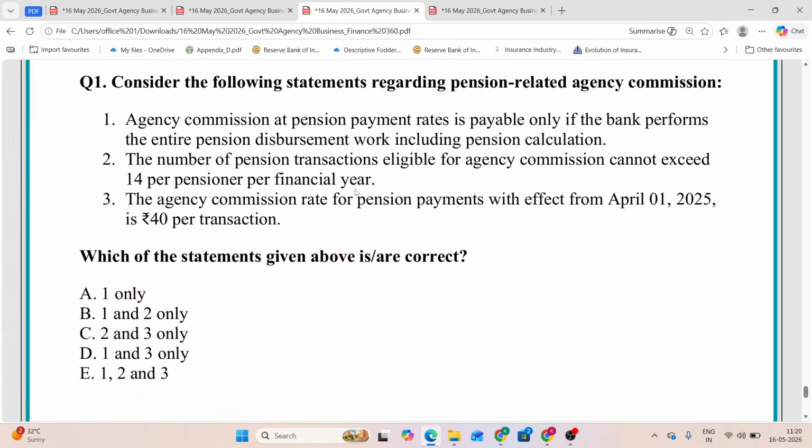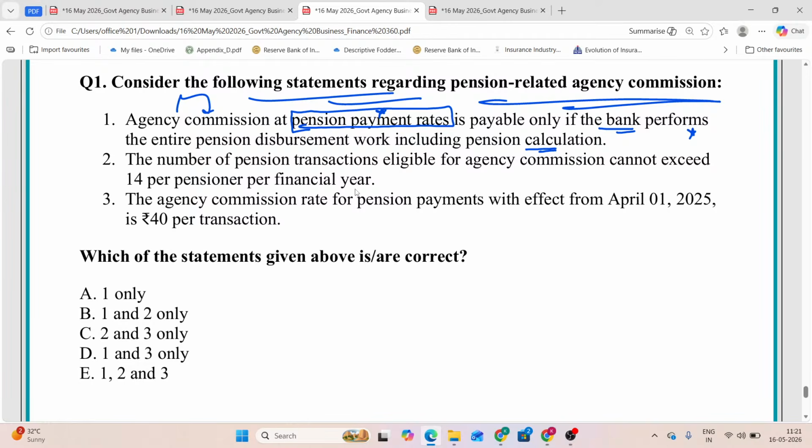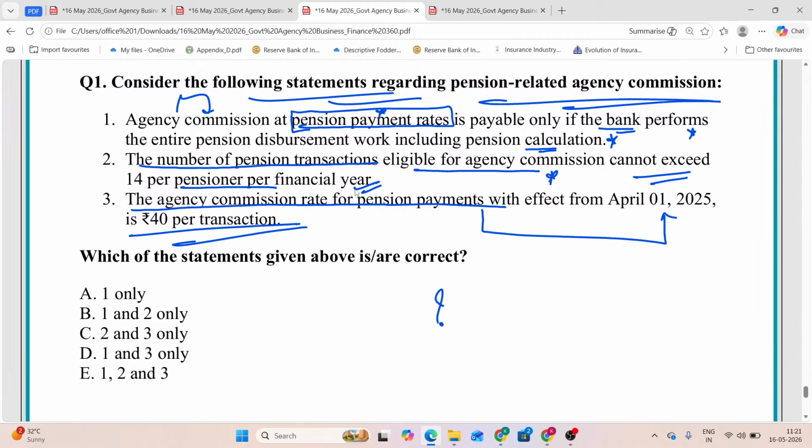Now, this is the first question. I hope you will be easily able to answer this question. Consider the following statements regarding pension-related agency commission. Agency commission at pension payment rates is applicable only if the bank performs the entire pension disbursement work, including the pension calculation. The number of pension transactions eligible for agency commission cannot exceed 14 per pensioner per financial year. The agency commission rate for pension payments with effect from 1st April 2025 is 40 rupee per transaction. So which of the above statements is or are correct?